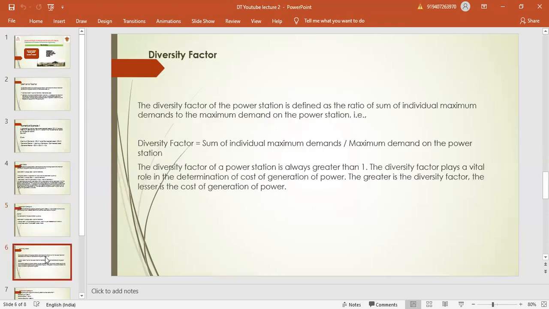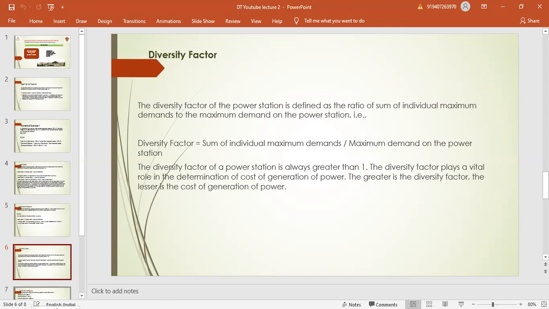Diversity factor. What is diversity factor? Diversity factor of the power station is defined as the ratio of sum of individual maximum demands to the maximum demand on the power station. What does it mean? It will be a ratio. Which ratio? Sum of individual maximum demands in the numerator divided by maximum demand on the power station. So diversity factor equals sum of individual maximum demands divided by maximum demand on the power station. Here, diversity factor of a power station is always greater than 1.